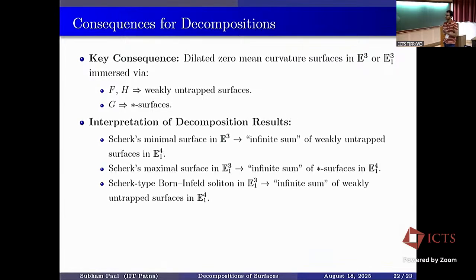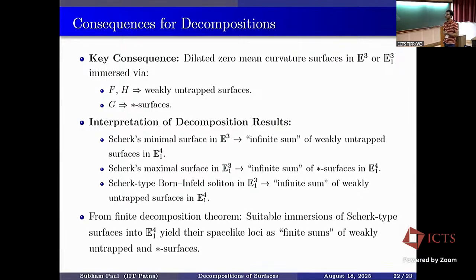From this, we can interpret our infinite or finite decomposition results as saying that the Scherk's minimal surfaces in E^3 can be seen as an infinite sum of weakly untrapped surfaces in E^4_1. I have to mention that this summation is not a geometric summation, as we are not adding the parameters, but it is in an analytic sense, where we are adding the functional values. Similarly, Scherk's maximal surface in E^3_1 can be seen as an infinite sum of star surfaces in E^4_1, and the Scherk-type Born-Infeld solitons in E^3_1 can be seen as an infinite sum of weakly untrapped surfaces in E^4_1.